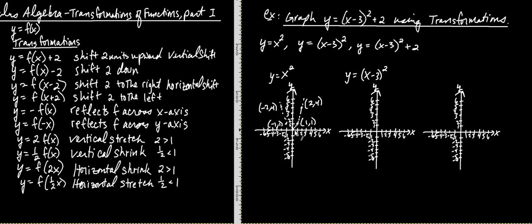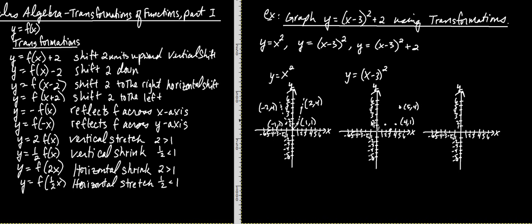So these points all move to the right 3. So 0, 0 is going to move to 3, 0. And this point, 1, 1, if you add 3 units to the x-coordinate, it's going to be 4, 1. So we're going to get this point over here labeled 4, 1. Okay, and this point, 2, 4, if you move it 3 units to the right, it's going to become 5, 4. So 5, 4. Maybe right there. Let's see, this point, negative 1, 1, move it 3 to the right, becomes positive 2, 1.